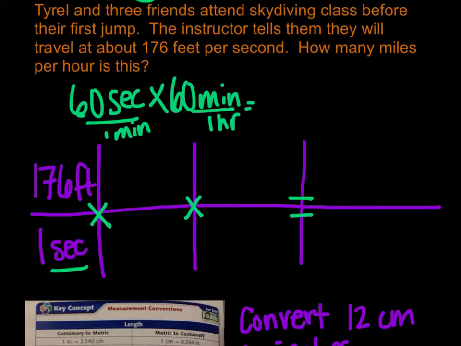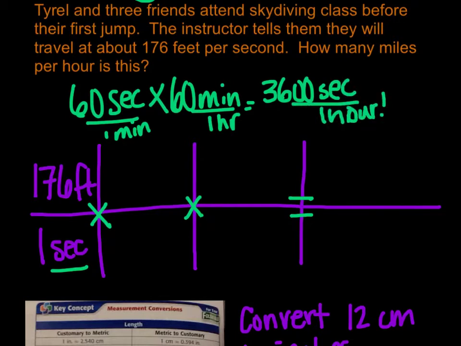So if I did that math, we have 3,600 seconds in 1 hour. That's a lot of seconds. So I'm going to now put this on here. I have 3,600 seconds in 1 hour.